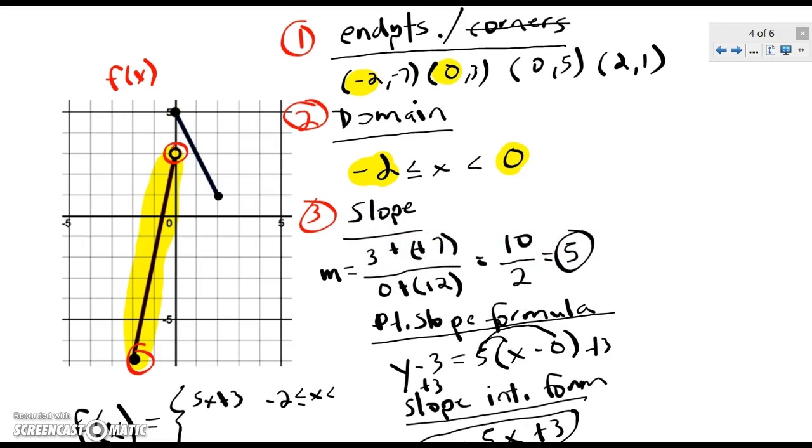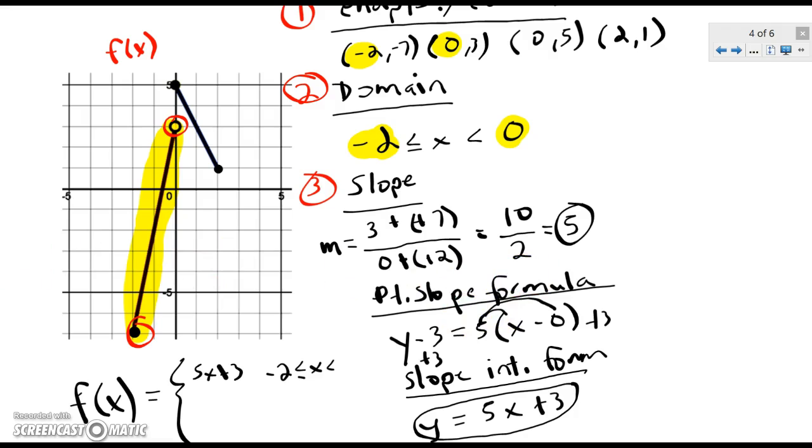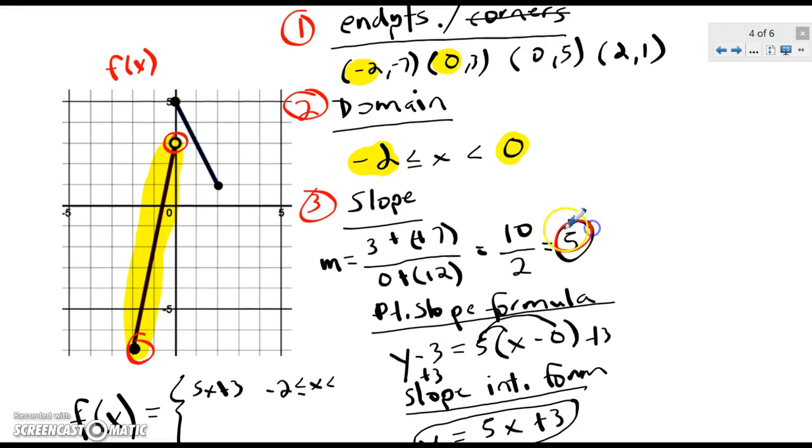Then we used our prior knowledge of the point-slope formula. We have a slope, we have a point, and that's how we get the slope-intercept form of the equation. And then we just plug it right into this function, and we're on our way to writing the function given the graph of a piecewise discontinuous function.